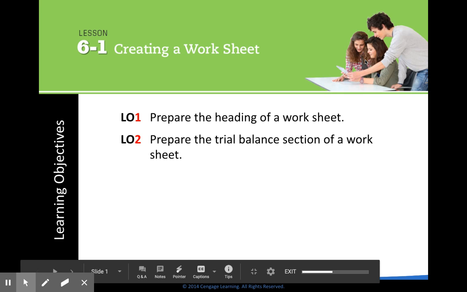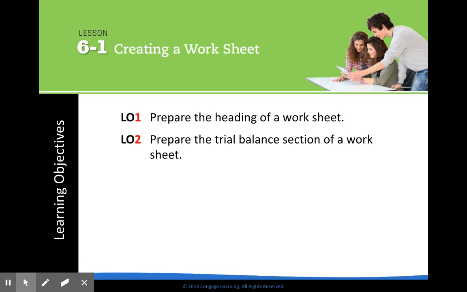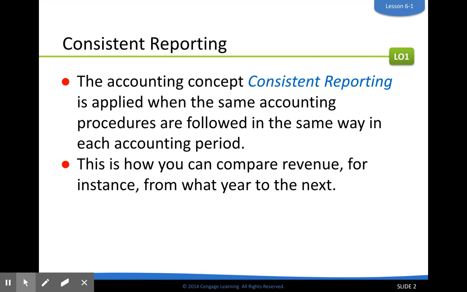In section 6-1, we are going to be talking about creating something called a worksheet. So the worksheet, we're going to use our ledger in order to prepare, and this is going to be another form that we're going to need to complete each year for our business. So two things that we'll learn about is the heading of the worksheet and then preparing something called the trial balance.